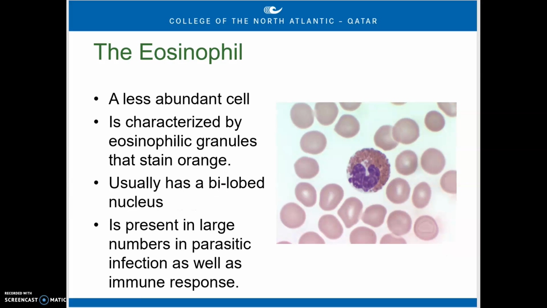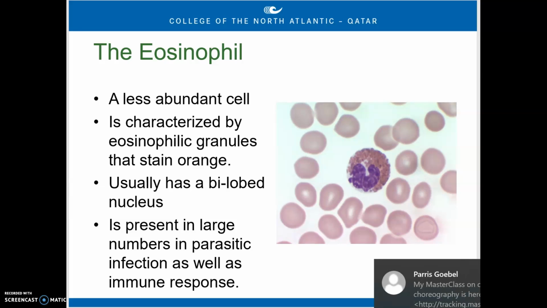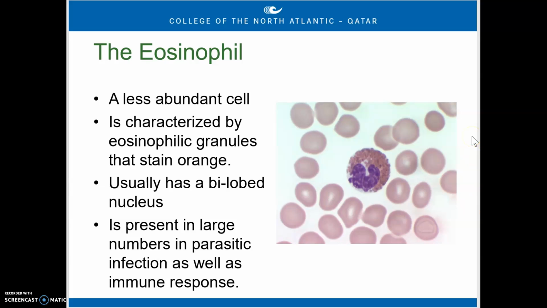The next white blood cell is the eosinophil, and this one is going to be the very least abundant. So you'll find this in very, very low numbers. It's characterized by the eosinophilic granules that stain orange. If we look at the granules in the cytoplasm, you'll see all those little dots. Those are the granules. And eosinophilic, philic of course means love. We talked about that before. And eosin is a stain that stains stuff red. So eosinophilic granules that stain orange, that's what characterizes these cells.